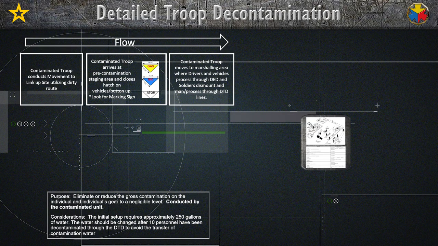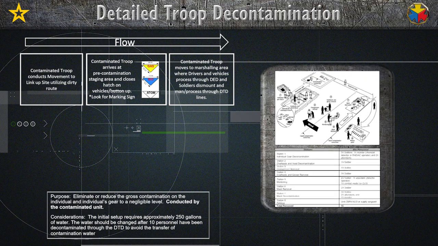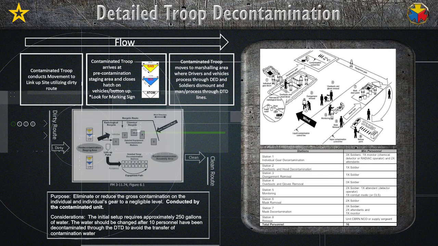The following depiction on the left side is a complement to the illustration on the right. The left adds a visual representation of a contaminated unit going through a DTD line. It includes the dirty and clean routes and the flow of personnel. Upon arriving to the marshaling area, the contaminated drivers and vehicles will process through the DED while soldiers dismount and process through the DTD lines.